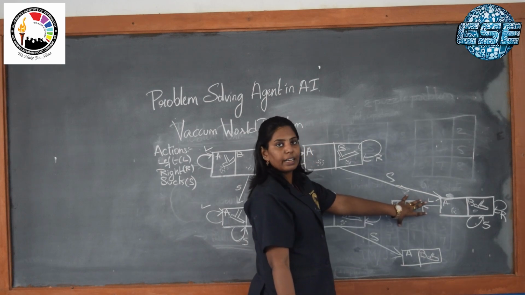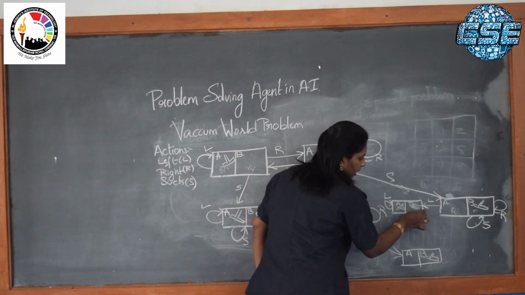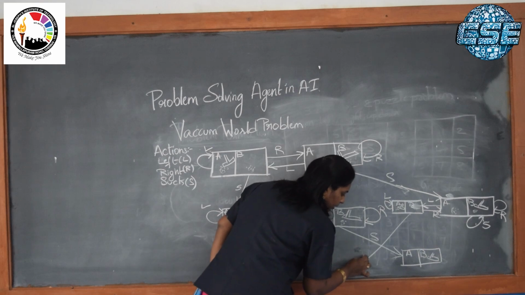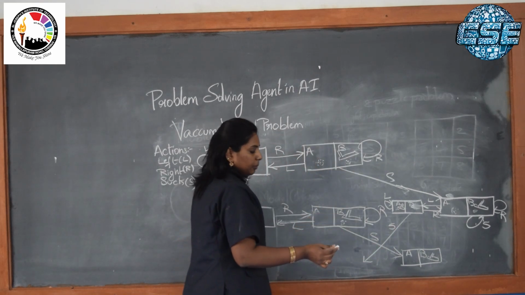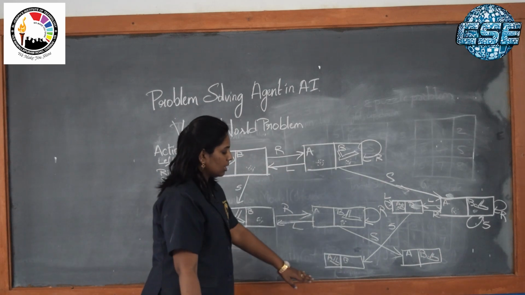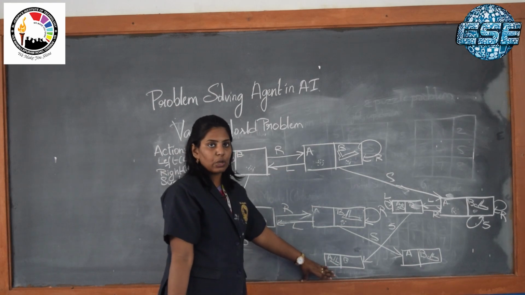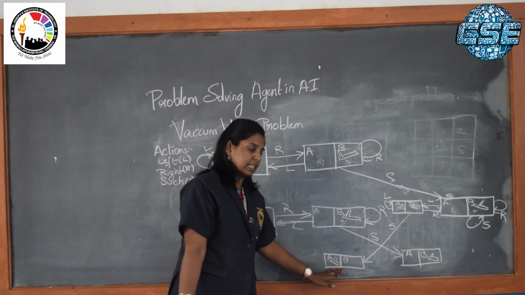Three actions are there: left, right and suck. Left it can't move, right the same condition, this condition only will come, and suck is nothing but removing the dirt from the room A. So this will be our new transition model. We have to check whether this transition model is equal to our goal state. Yes, it is equal to our goal state because we don't have any dirt inside the rooms.